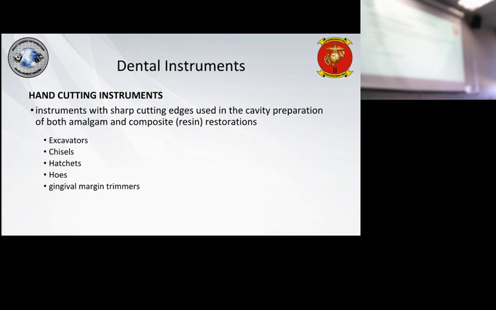The hand cutting tools, you have excavators, chisels, hatchets, hoes, and gingival margin trimmers. Okay, those are all hand tools, little hooks and stuff like that they're going to use for those specialties.